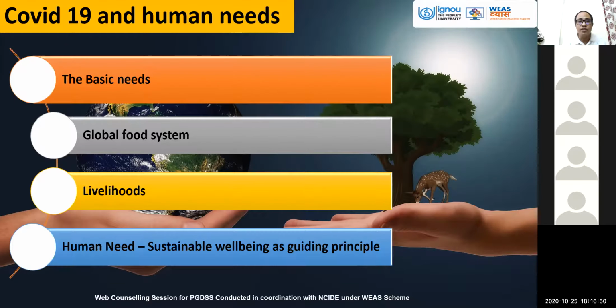So the issue here is, if you want to bring a long-term solution for human needs, we need to follow an approach of sustainable well-being as a guiding principle. We cannot talk about only physiological or biological human needs, or only the social perspective of human needs. So we need to understand the sustainable well-being concept, proposed by Yan Go. It takes a holistic understanding of human needs.